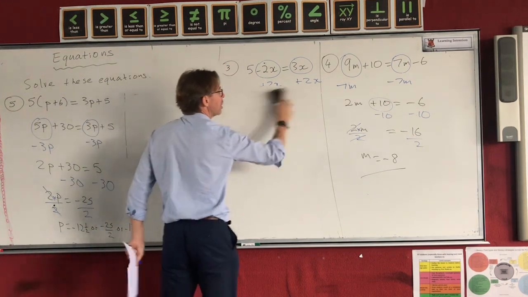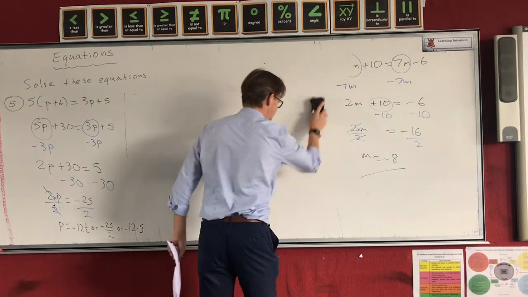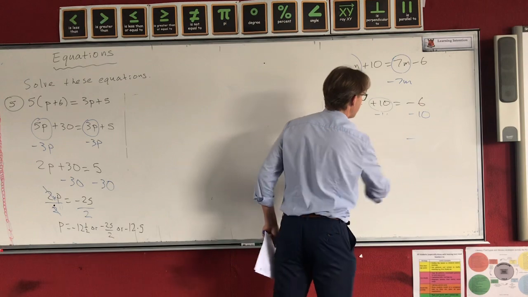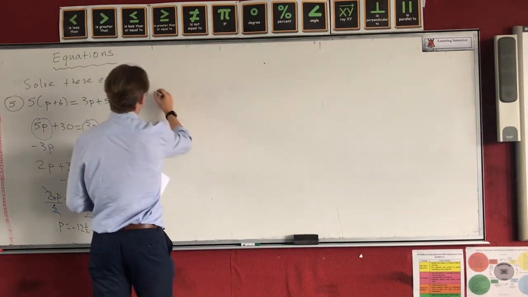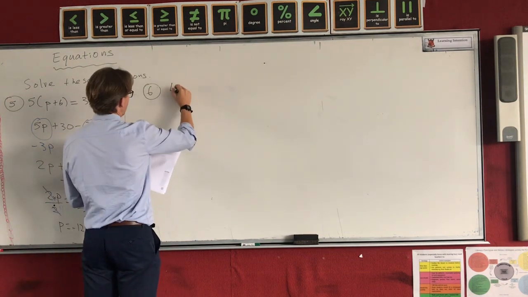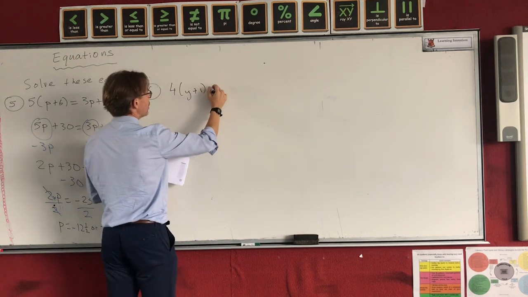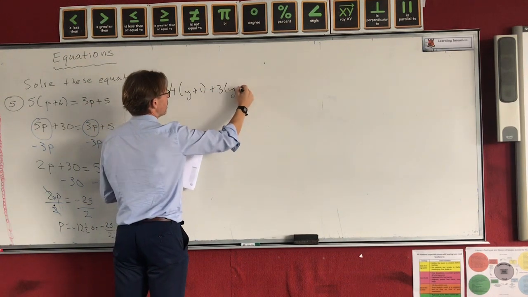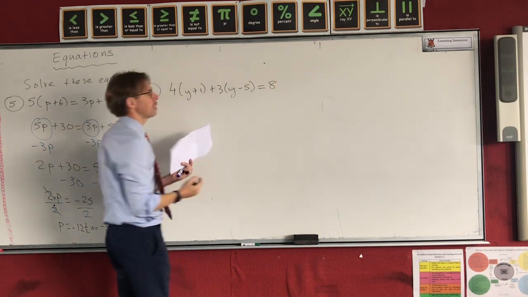Play the video for any question you want. Let's have a look at the last example. Okay, so example number 6. Alright, so we've got 4 brackets y plus 1 plus 3 brackets y minus 5 equals 8.